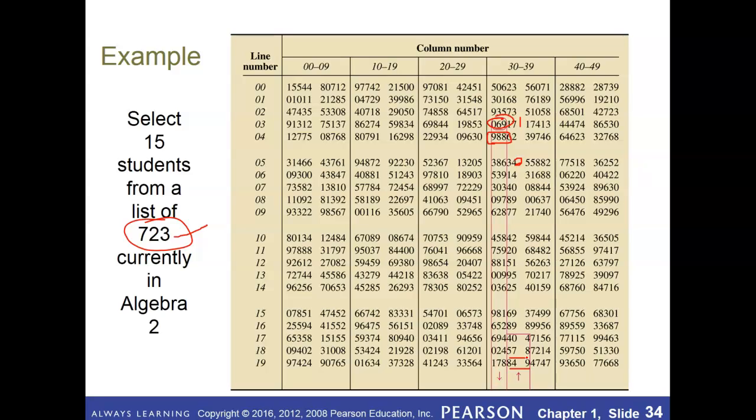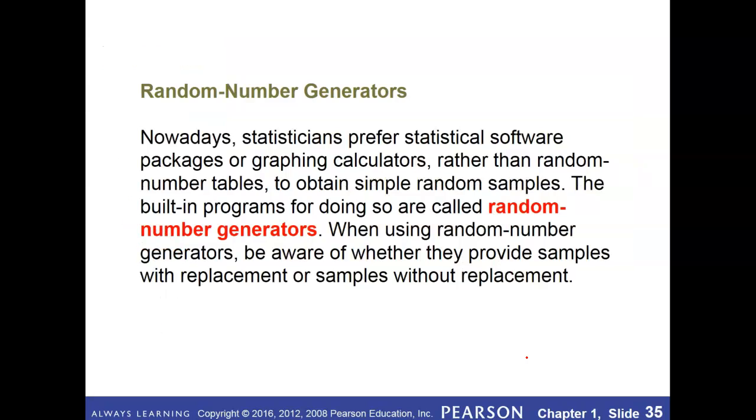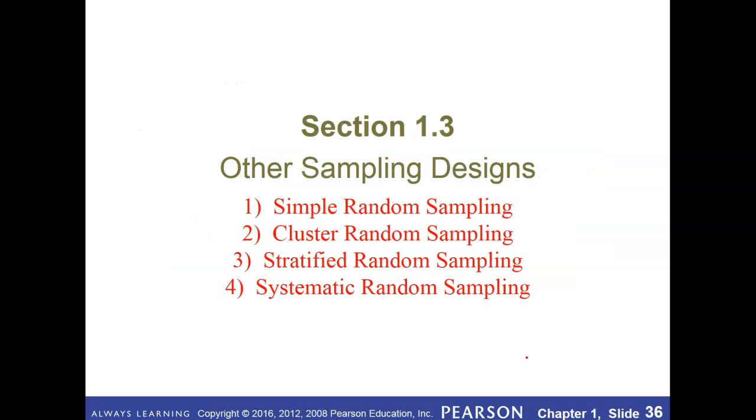Now we can do this with a random number table like this, but there's also random number generators. And this is something that you can do on your calculator. And when we get to class, we will talk about how to do this on your calculator by coming up with a random number generator on our calculator, which is kind of easy to do. And I think it's a lot easier at least than doing the random number table.